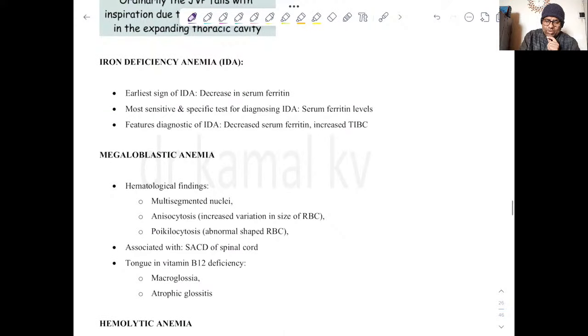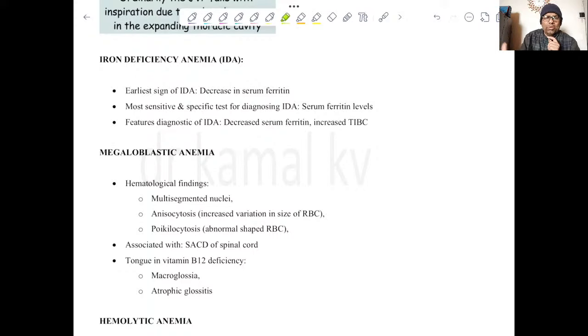So now we move forward to hematology. Now for iron deficiency anemia, again I will not be going into the majority of the things because I think most of you must have covered it in pathology.